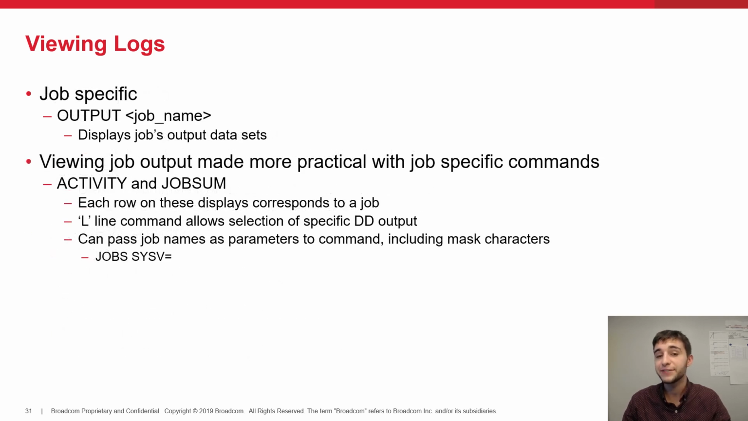Finally, job-specific logs. To view the output of a given job, you can use the output command, passing the job name as a parameter. This command will allow you to see the output datasets for the given job. Viewing job output is made much easier by using other job-specific commands like activity or job sum. These commands have a row of data per job, and line commands can be used to view the output datasets for a given job. I will now switch over to SysView to demonstrate the viewing of the different types of logs.